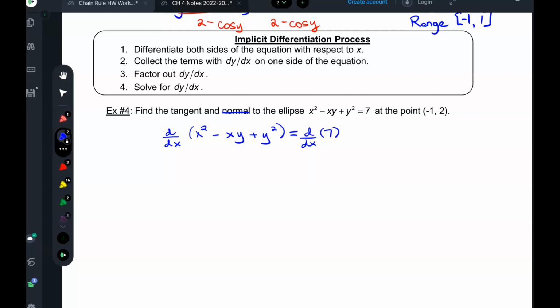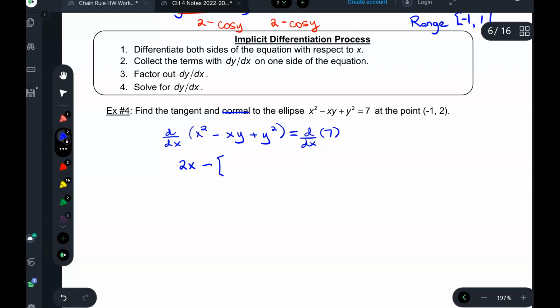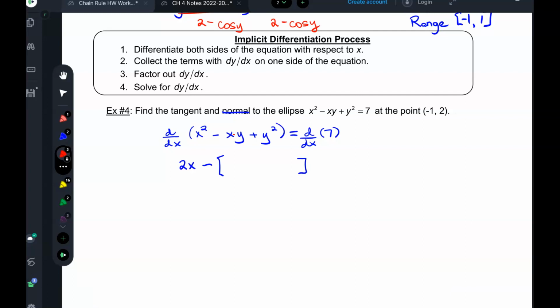Okay, so the first one is x squared. So that's going to become 2x. Now here, I'm going to put the subtraction sign out in front and put a bracket here so we can follow, because this is really x times y. So that's going to have to be a product rule. We got this. I'm not going to deal with the minus sign. Remember, I treat that minus sign just like a coefficient, I would pull that out and deal with it later. Okay, let's do the derivative of x.